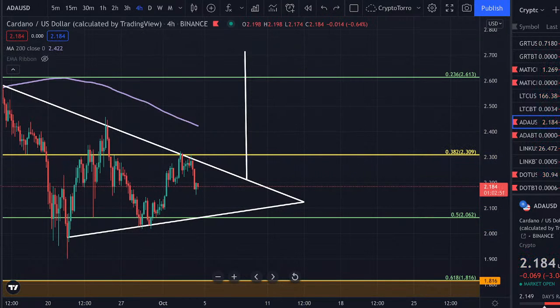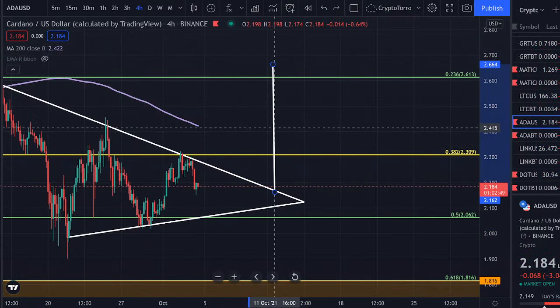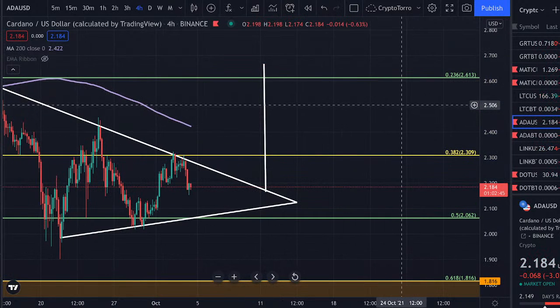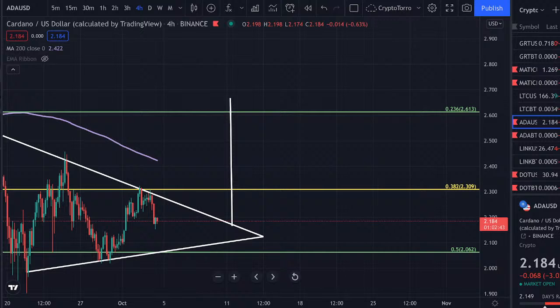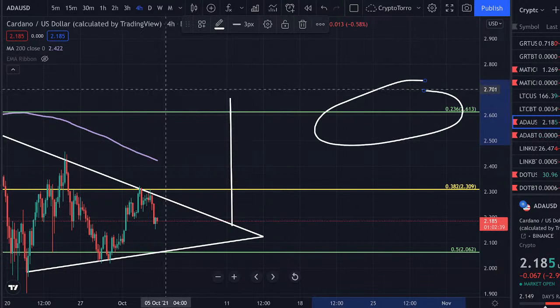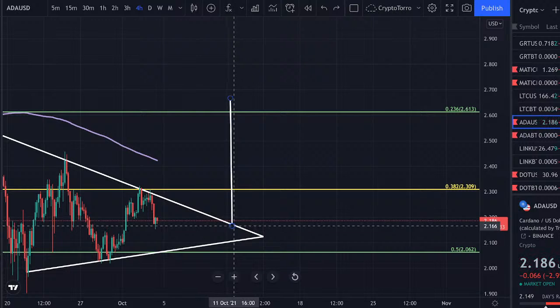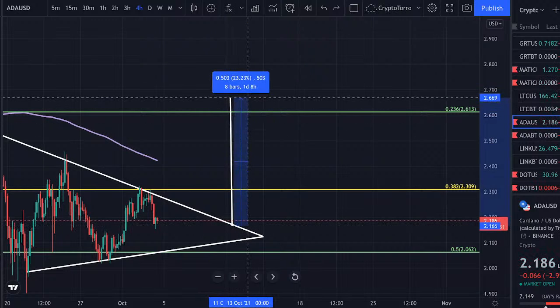So where is this increase heading towards? Let's say it will occur on the 11th of October. If this happens on the 11th of October, we are heading towards the $2.61 level, and that is for sure a move that you do not want to miss out on, and that would be approximately a 23% move from now on.